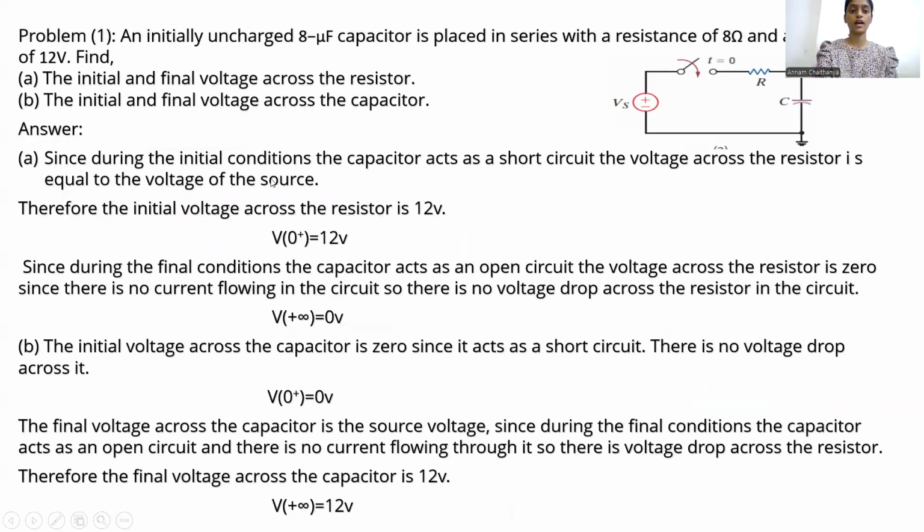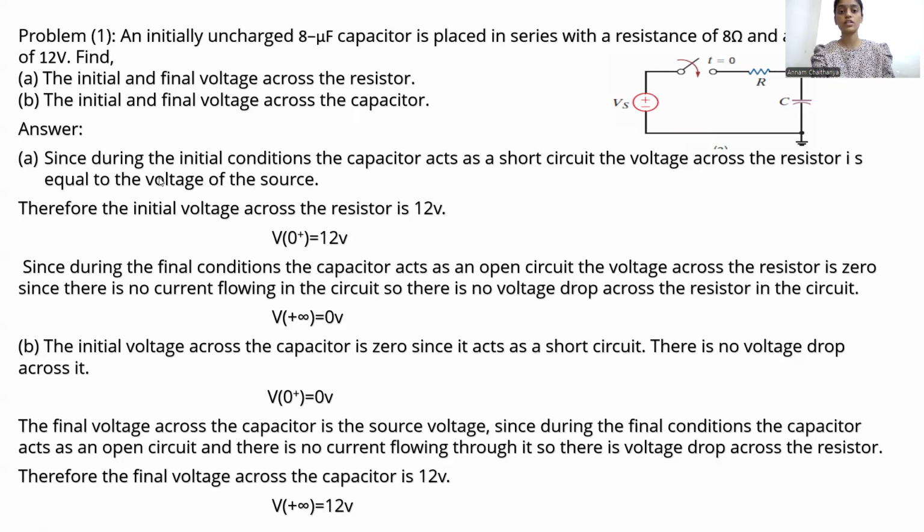So the first problem is: an initially uncharged 8 microfarad capacitor is placed in series with a resistance of 8 ohm and a source of 12 volts. They are asking to find the initial and final voltage across the resistor and the initial and final voltage across the capacitor. This is the circuit, as you can see. So the first question, the initial voltage across the resistor. Here the voltage source is 12 volts, the capacitor is 8 microfarad and the resistor is 8 ohm.